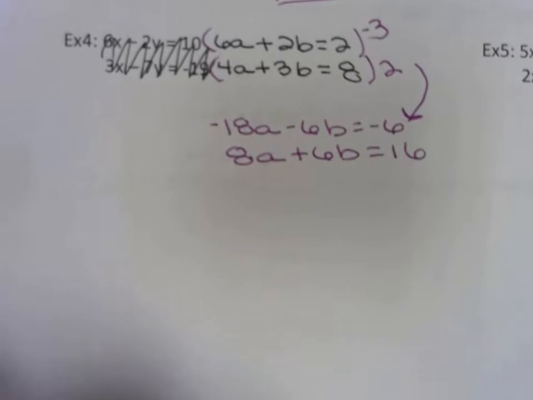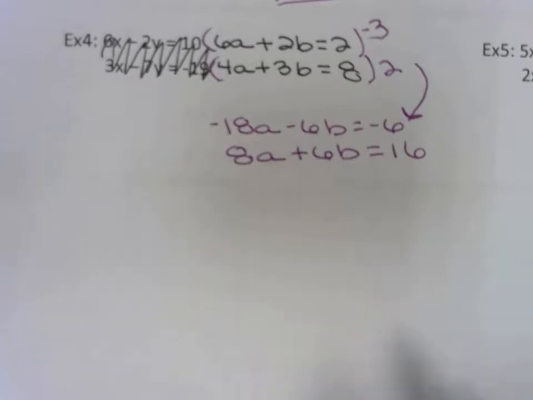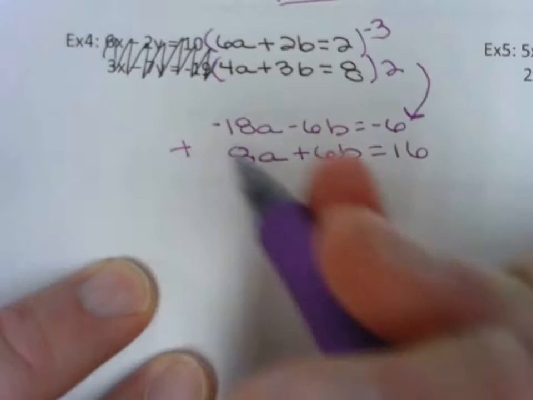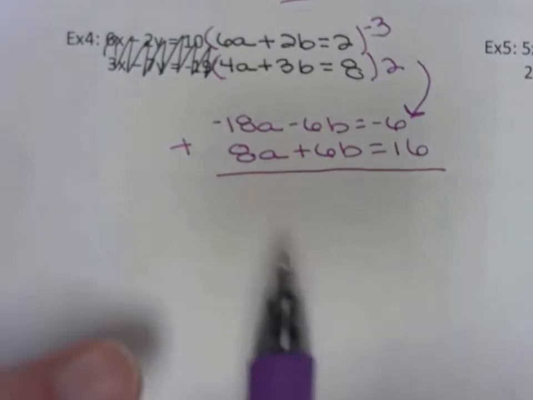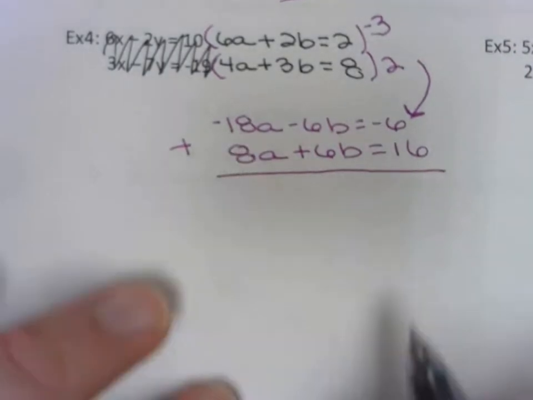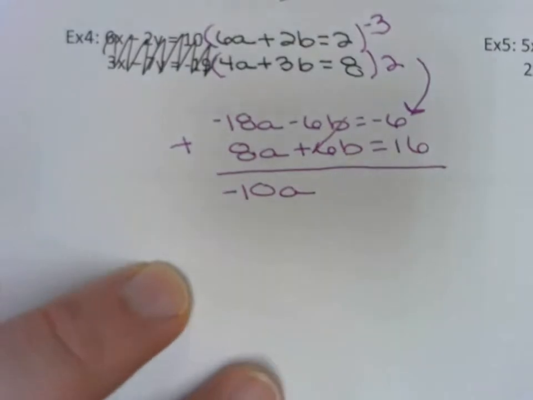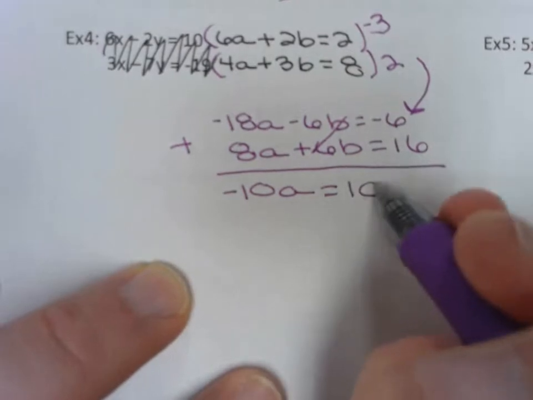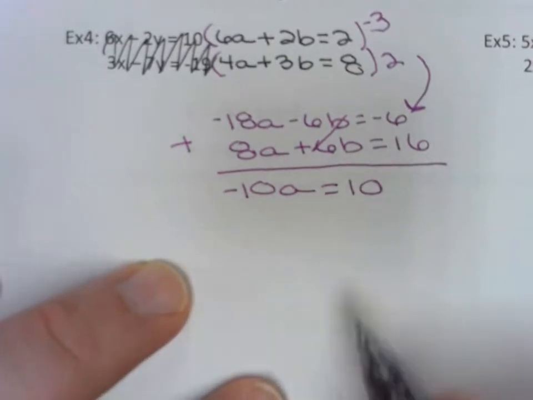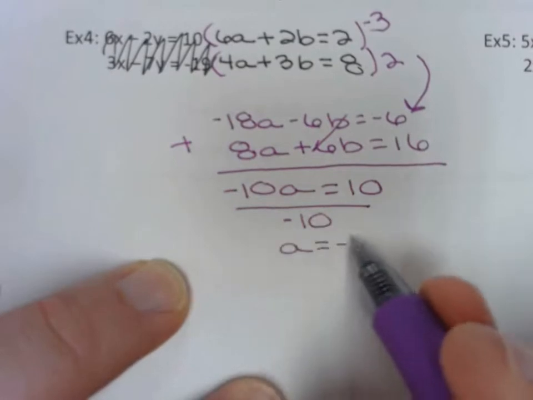Now I notice I have same number opposite sign coefficients, negative 6b and positive 6b. So now we do it just like we did yesterday. If I add these two equations, the b's will cancel. Negative 18a plus 8a is negative 10a, negative 6 plus 6 is 0, equals negative 6 plus 16, which is 10. Now I have an easy equation. Divide by negative 10, a is negative 1.